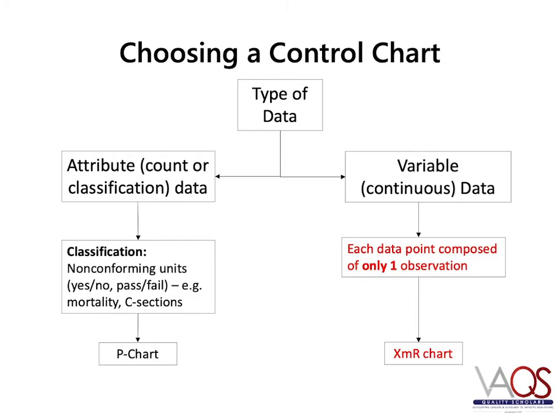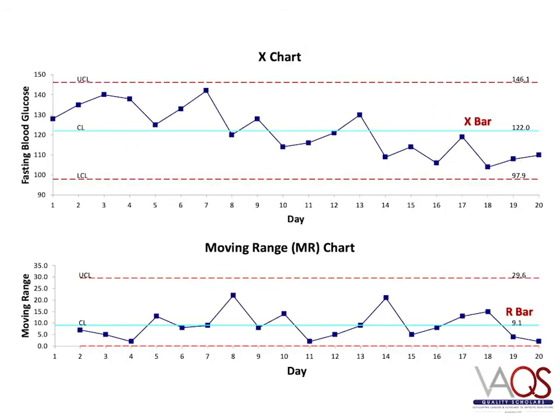Next, we are going to look at the XmR chart and P-chart in more detail. Here's an example of a XmR chart. As you can see, the XmR chart consists of two charts, the X chart on the top and the MR, or moving range chart, on the bottom. The X chart is a plot of the time-ordered data. In this example, the X chart is a plot of the sequential daily fasting blood glucose levels for a single patient. The line of central tendency in the X chart is the mean, and there are upper and lower control limits, which are 3 sigma deviations from the mean.